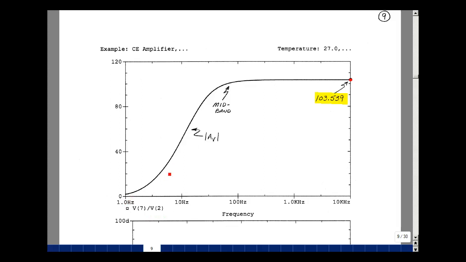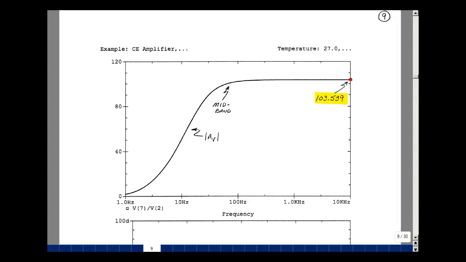Here's my gain. It increases with frequency, then levels out. What's happening is those capacitors are blocking the signal as the frequency gets lower and lower. And you can see we eventually level out at 103.539. We'd hand calculated the magnitude to be 103.7, so we're getting very close. This range of frequencies is what we call the mid-band result, and it's where we drop 3 dB, or 0.707 times the value that's here.